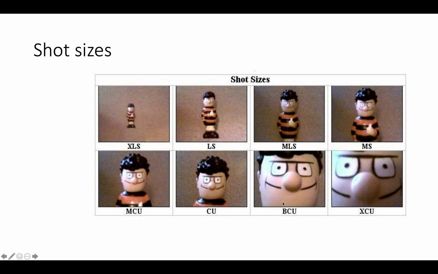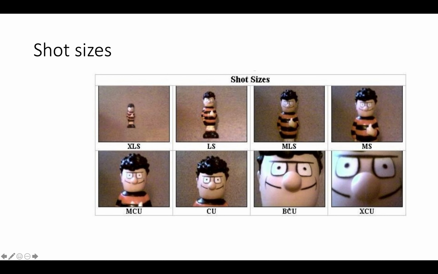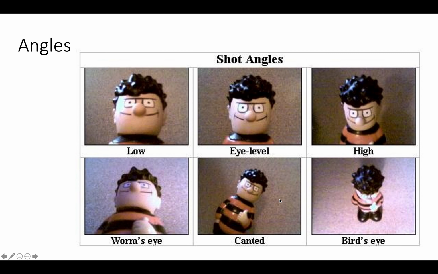Big close-up, we can potentially start cutting off a bit of the bottom of the chin, but I would always prioritise cutting off the top of the head before I start cutting off the chin. Dennis the Menace here has got quite a big chin, so it's understandable they've cut off the chin a little bit there. So that's shot sizes.